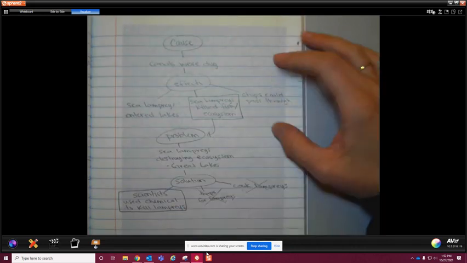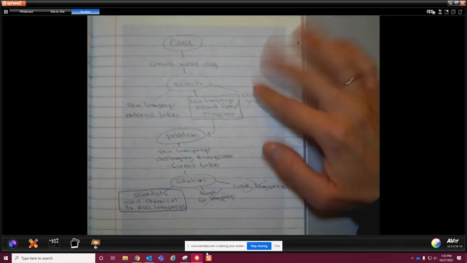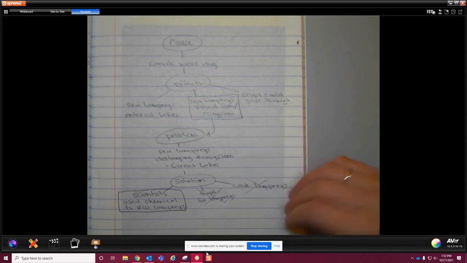We did this today just to see that yes, there's cause and effect, and there's also problem solution. They are a little bit different, but they do work hand in hand.